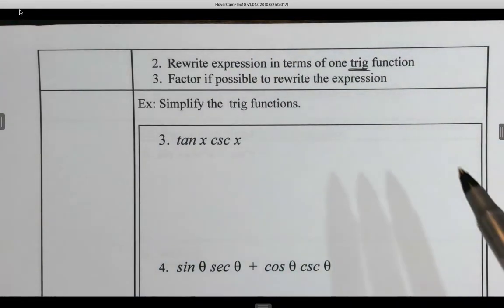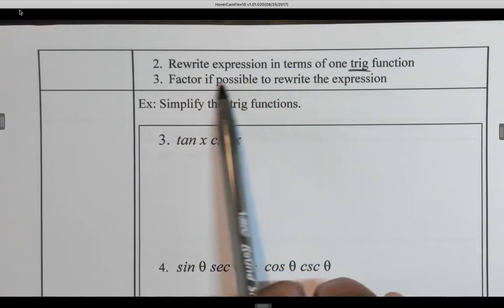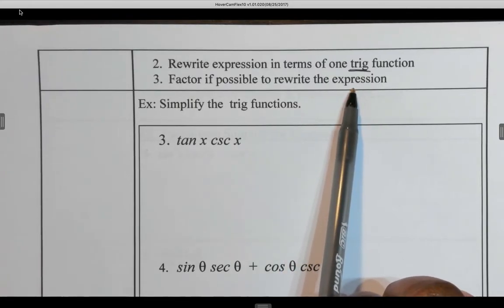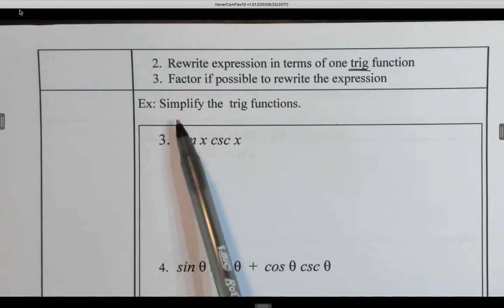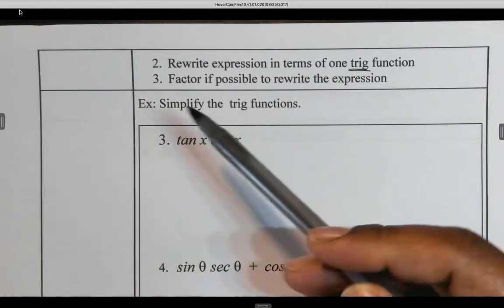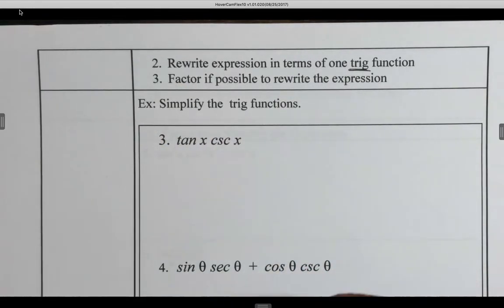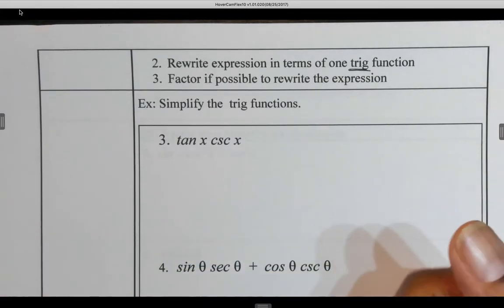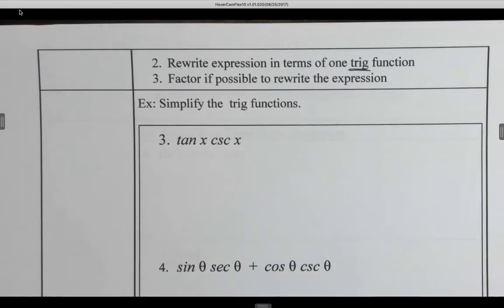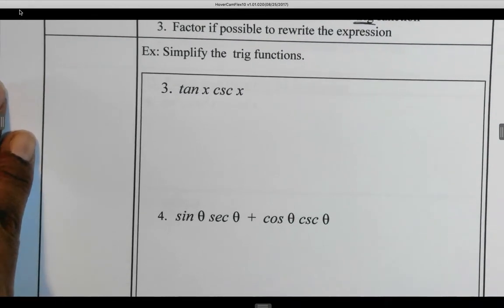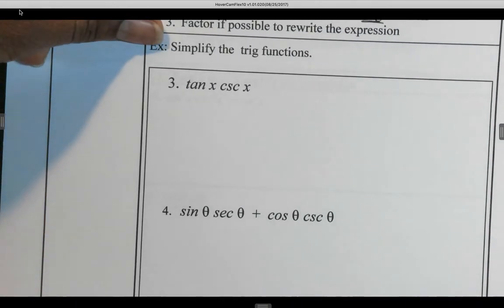And last, sometimes you have to factor to simplify expressions as well. We'll look at that and see if factoring helps, then I'm going to factor. Likewise, if I have a fraction, if simplifying that fraction or writing it as one fraction, getting common denominators, helps, we're just going to do all the algebra that we know how to do. So let's start. We have simplify the trig expression.